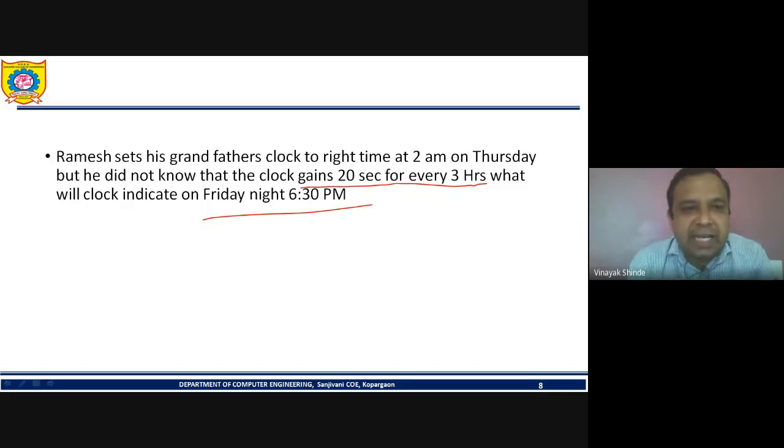This problem is related to gaining and losing. If the clock gains, the time changes, so they are asking what time will be there on Friday night 6:30 p.m. Ramesh sets his grandfather's clock to the right time at 2 a.m. on Thursday, and the clock is gaining 20 seconds for every 3 hours. So what will the clock indicate on Friday night 6:30 p.m.?